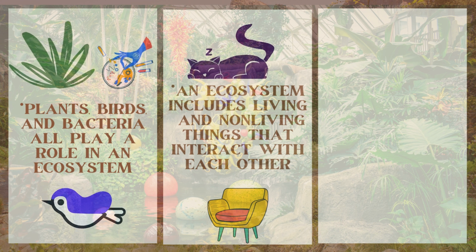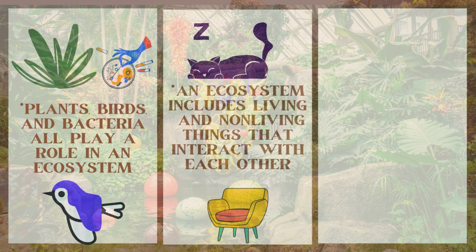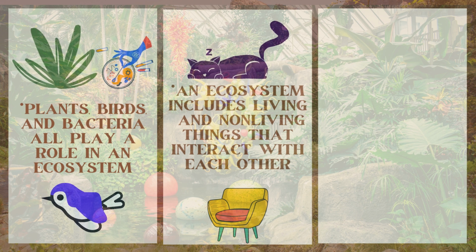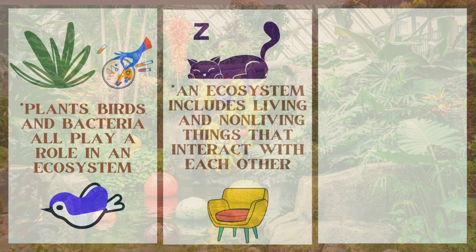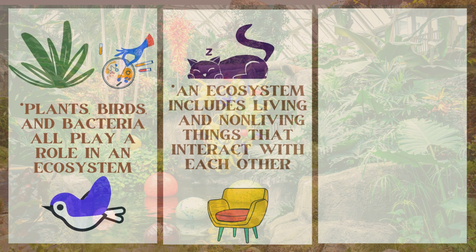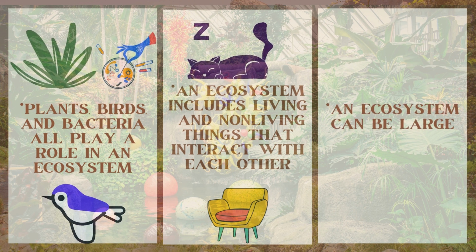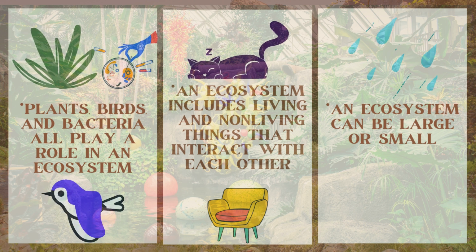An ecosystem includes all the living things, plants, animals, and organisms in a given area interacting with each other and with their non-living environments. An ecosystem can be large, such as a rainforest, or small, such as a pond.